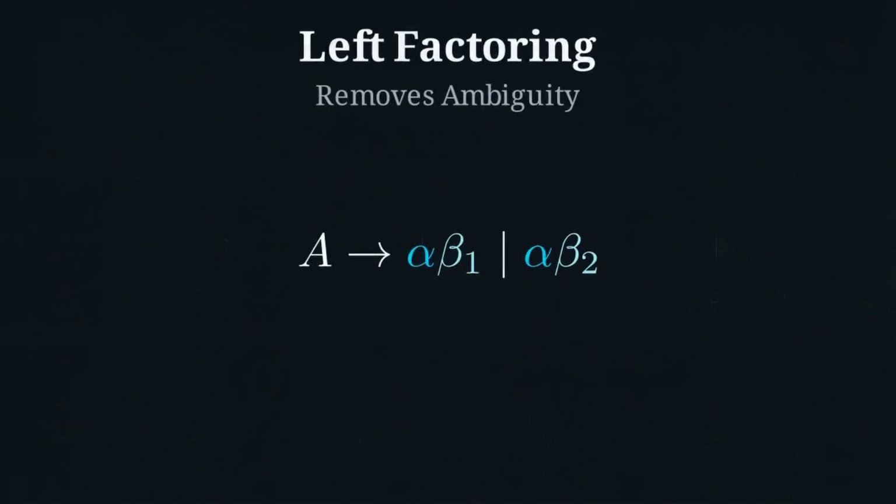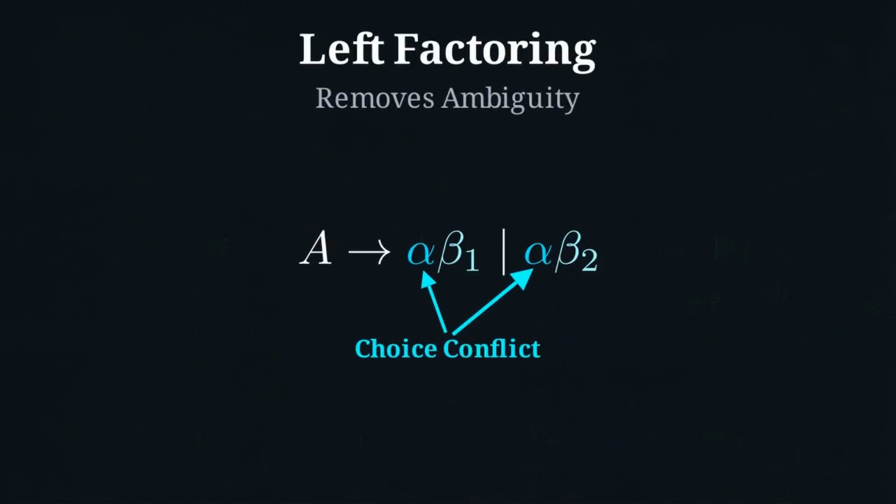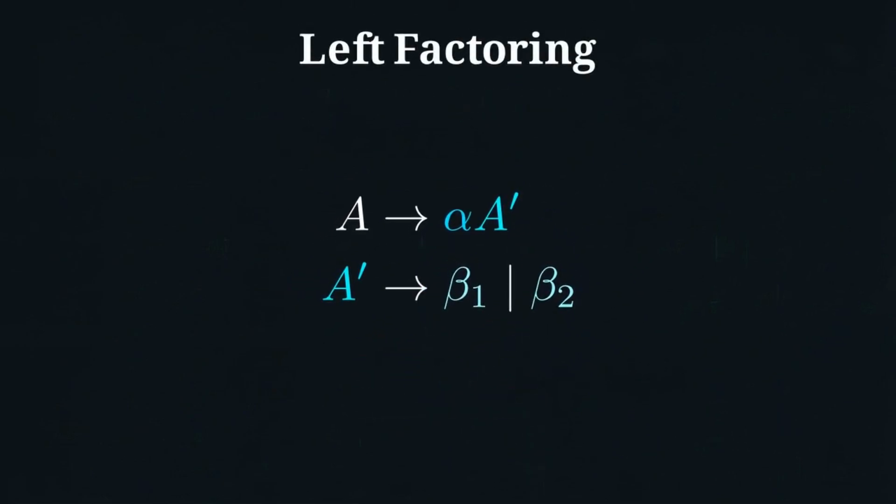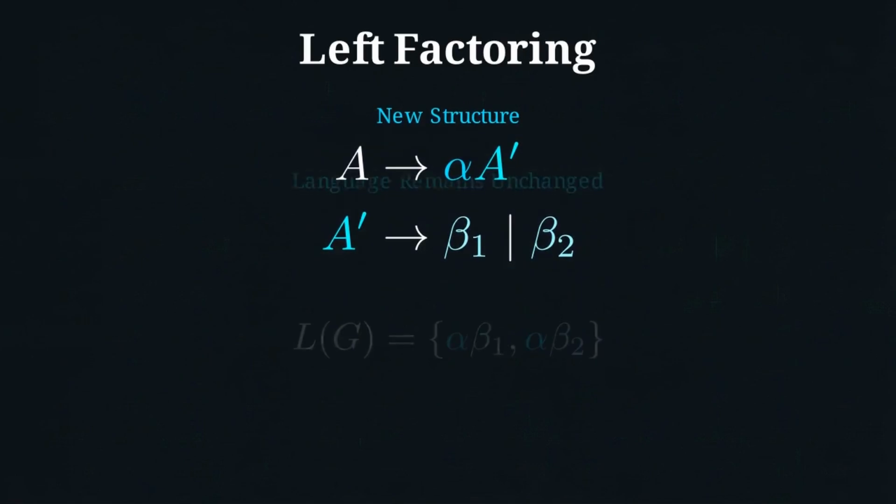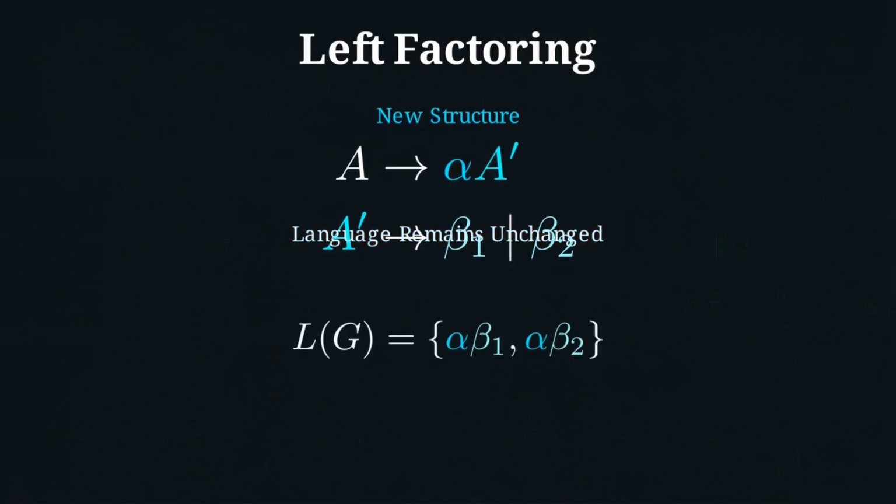This process successfully removes ambiguity. By isolating the longest common prefix, we reorganize the grammar structure so a predictive parser can read it. Crucially, the actual language generated by these rules remains completely unchanged.